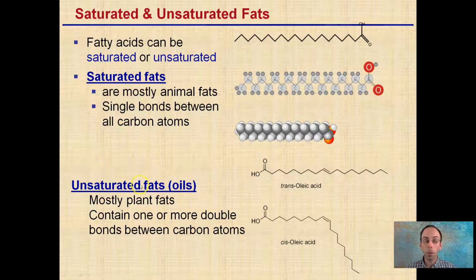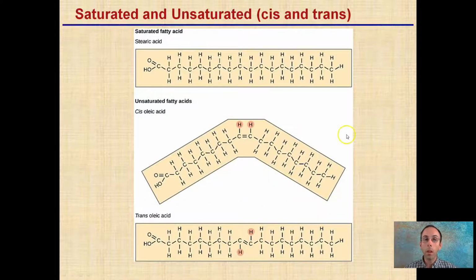Unsaturated fats are typically oils, mostly plant fats, and they contain one or more double bonds between carbon atoms. We see this line here indicating a double bond. This double bond, as compared to our saturated fats, will mean there'll be less total hydrogens compared to saturated. This double bond causes a fixed point, and this can cause a change in the overall shape of our fatty acid. And I think this picture shows a nice representation of that.